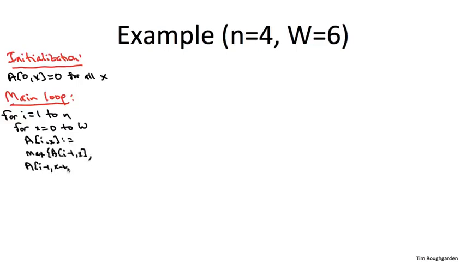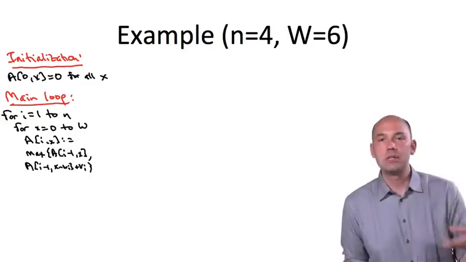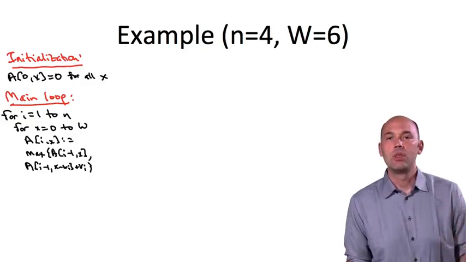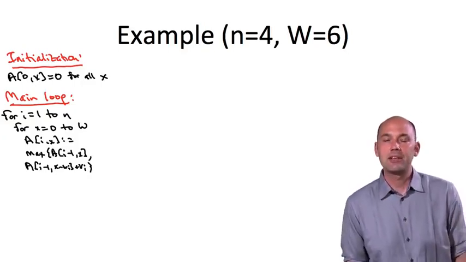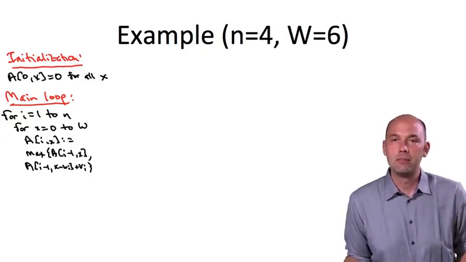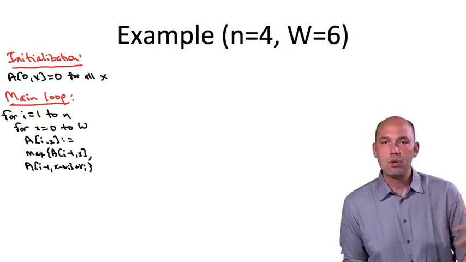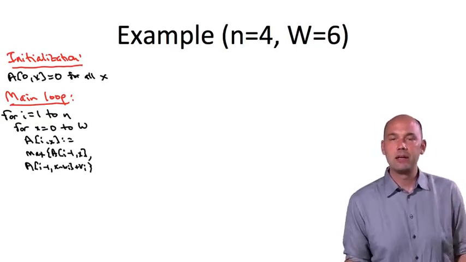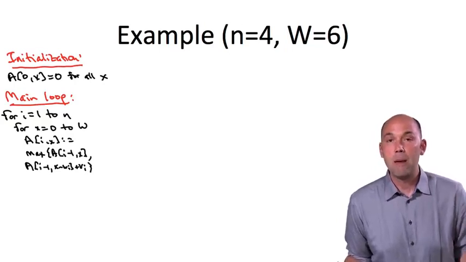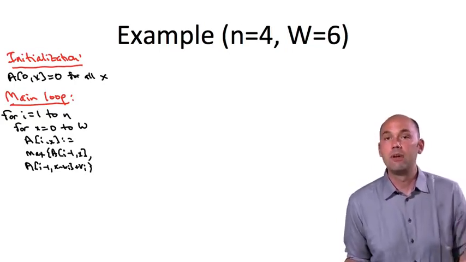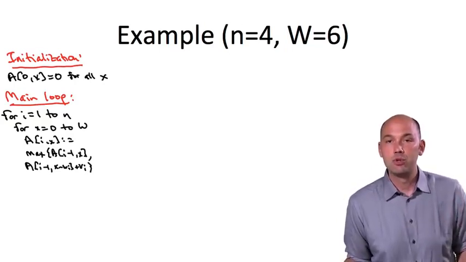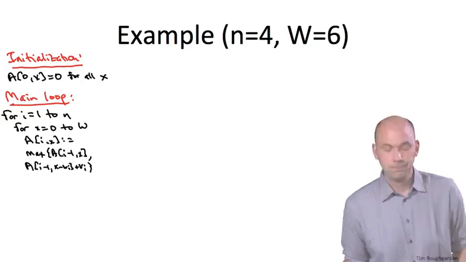You'll recall that in the main loop, when you're considering a given item i and a residual knapsack capacity x, you take the better of two solutions. Either you inherit the solution with i minus 1 and the same residual capacity x, which corresponds to not taking item i, or if you do take item i, you get a credit of v sub i, the value for that item, but the residual capacity drops from x to x minus the weight of item i, and you look up the optimal solution for that smaller subproblem.